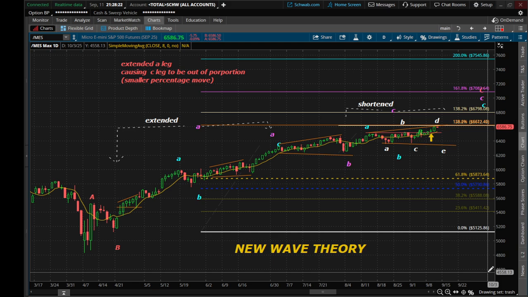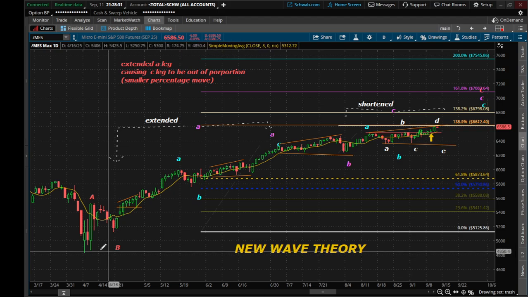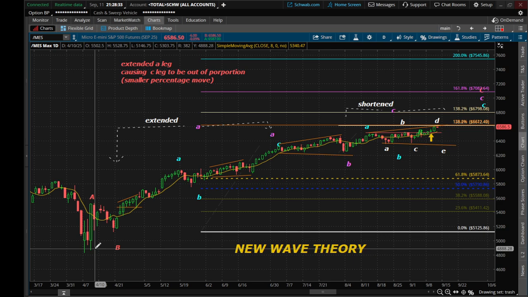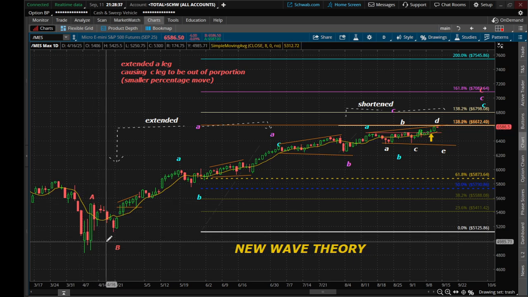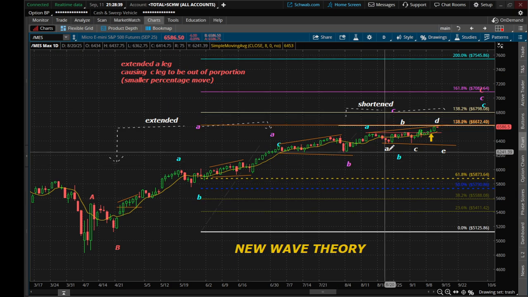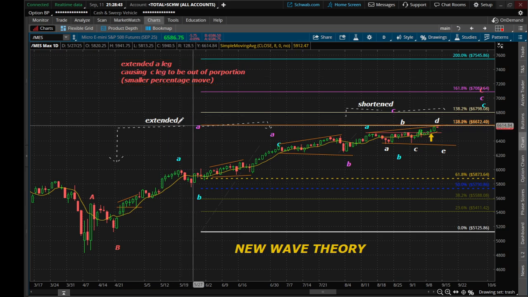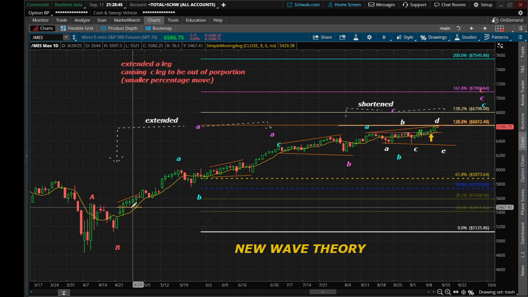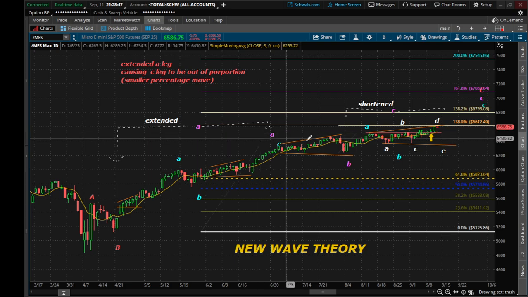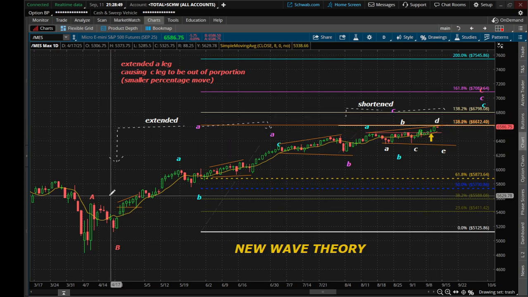Today I'm just going to go over the update on the Micro E-mini S&P 500 futures chart. We started the low in April. Again, we have our two swings in the cycle degree. And now we're subdividing this extended C leg. This shows you the extended A leg, primary leg, and this is the shortened C leg.